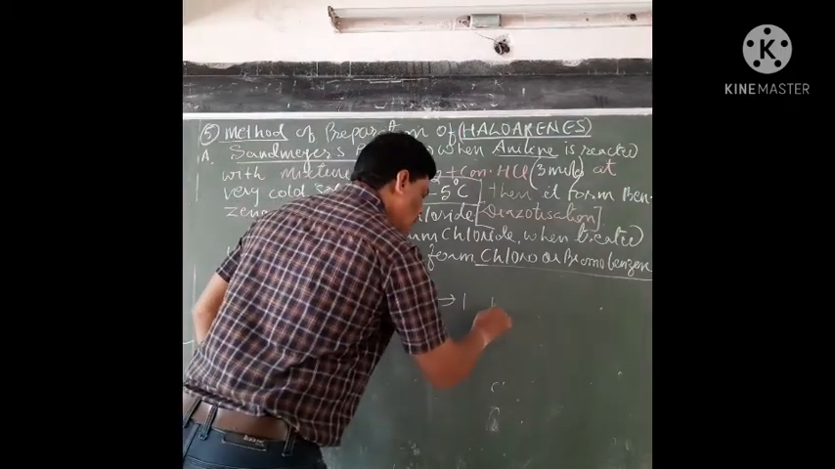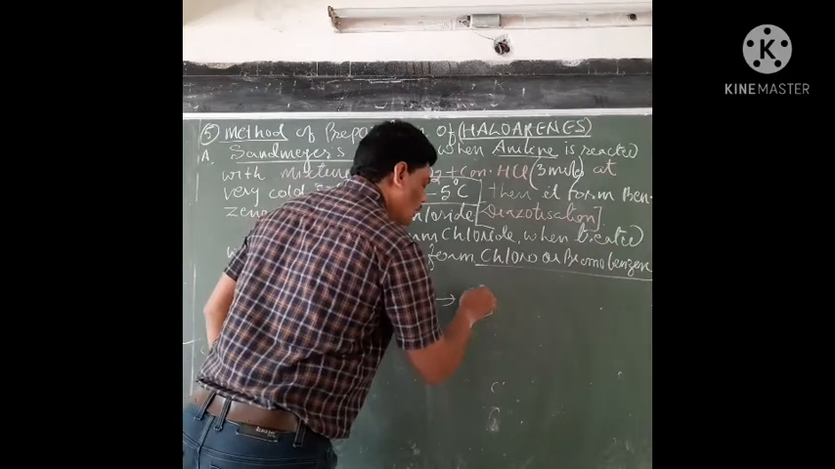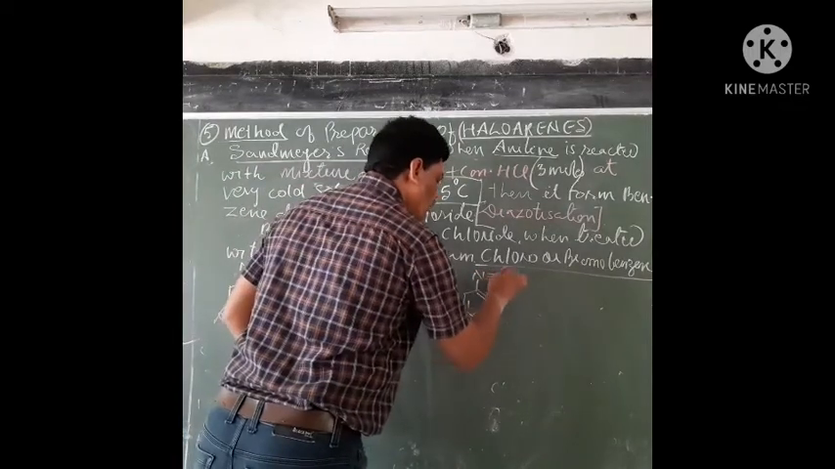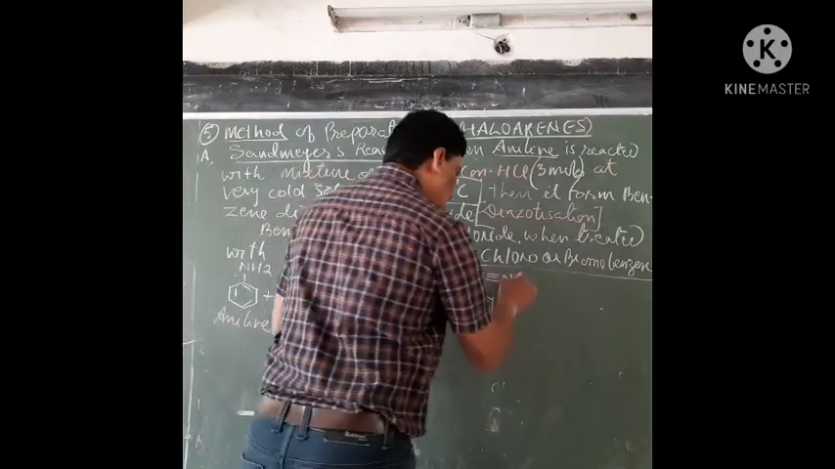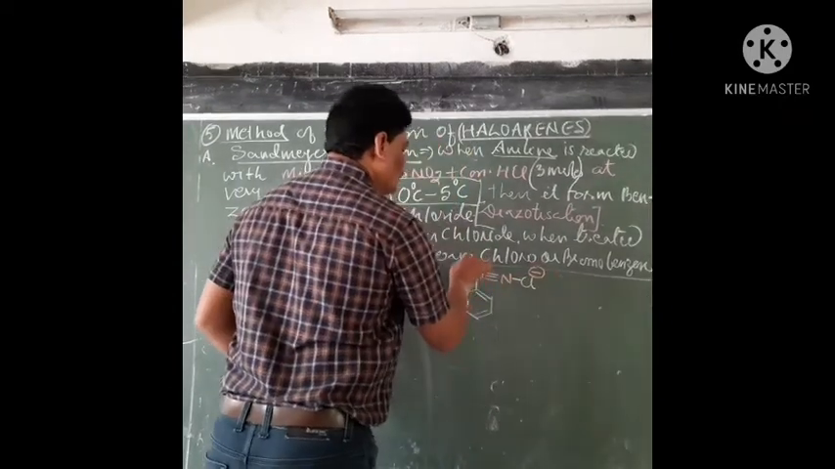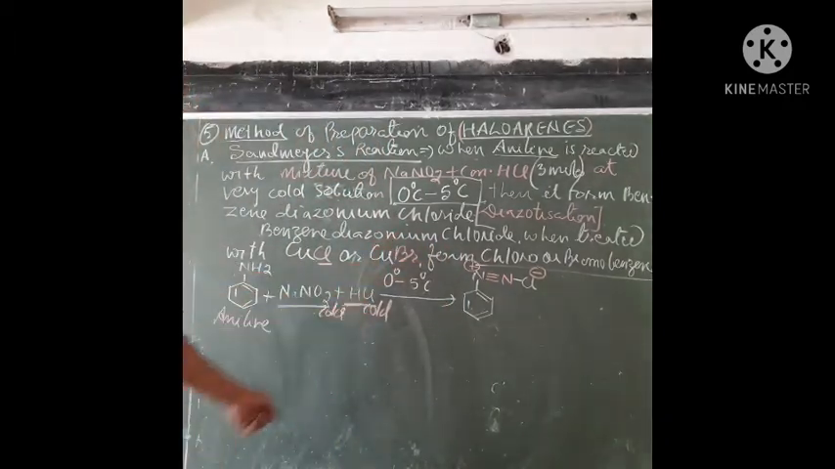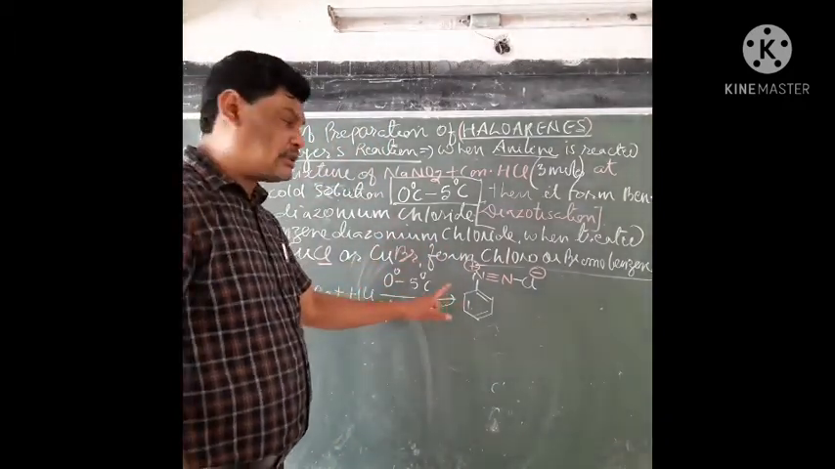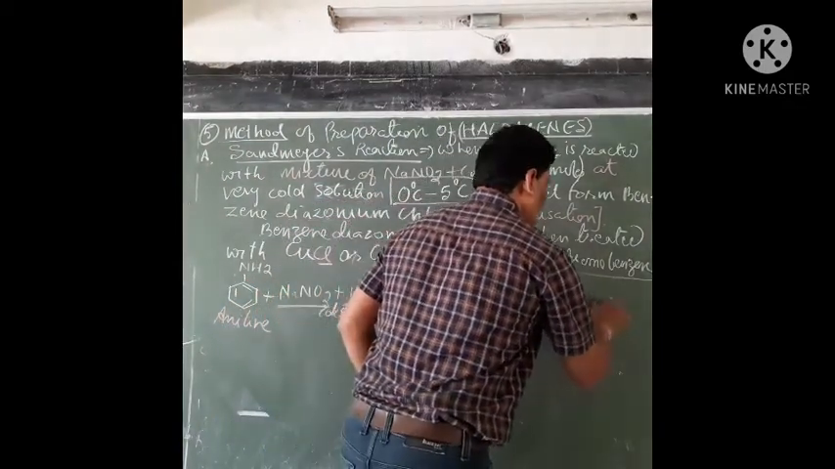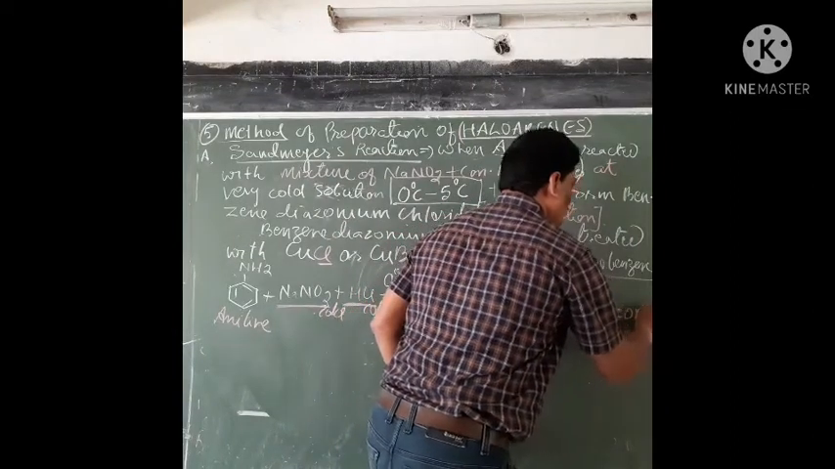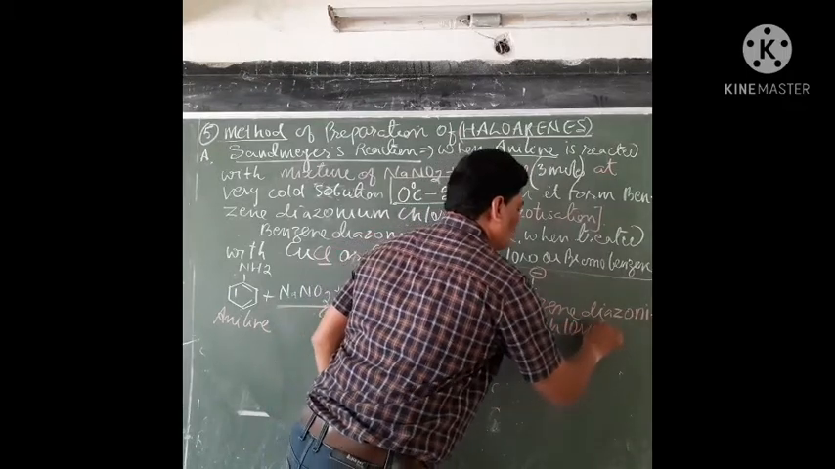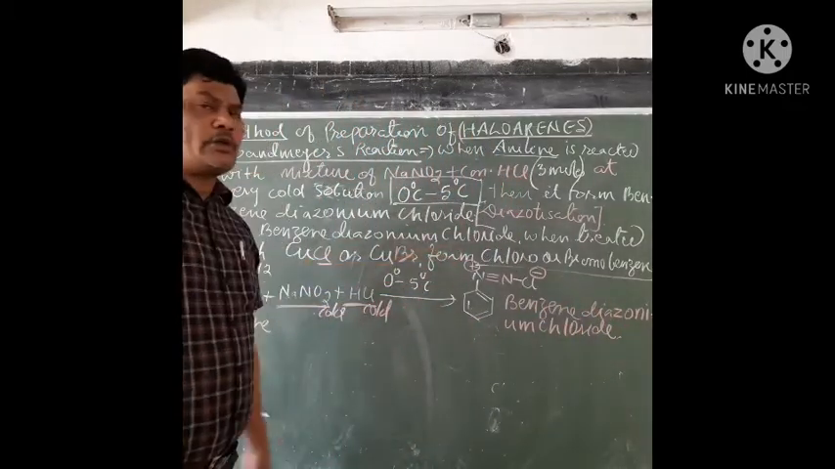It forms benzene diazonium chloride salt. Now what is benzene diazonium chloride salt? Here N is attached with triple bond N, and there is Cl. This Cl acquires negative charge and the N acquires positive charge. This is called benzene diazonium chloride salt. Students, it is one of the very important and highly reactive reagents.